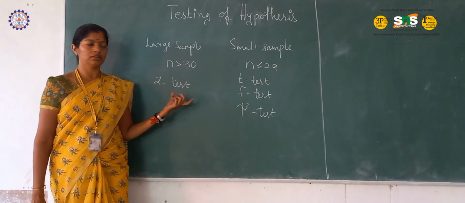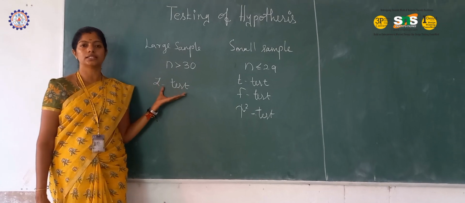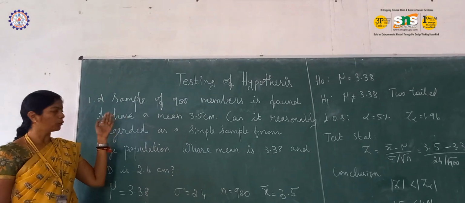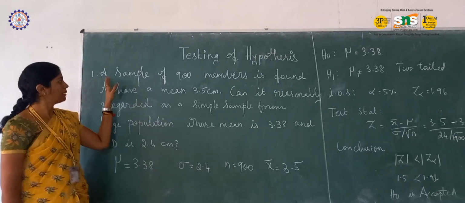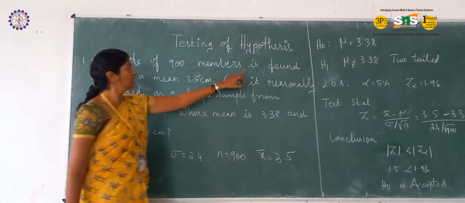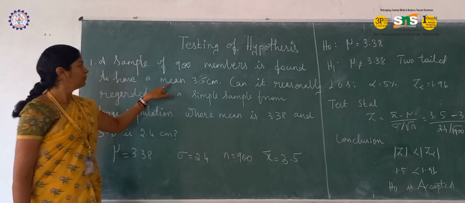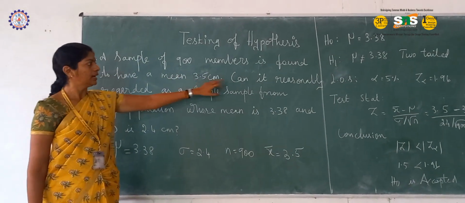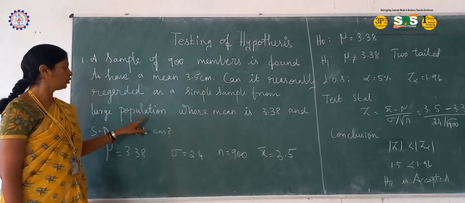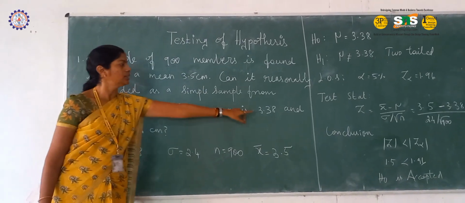So in this series we are going to see the Z test. We are going to see one problem under the Z test. A sample of 900 members, we have to underline this number 900, is found to have a mean of 3.5 cm. Can it reasonably be regarded as a simple sample from a large population whose mean is 3.5?